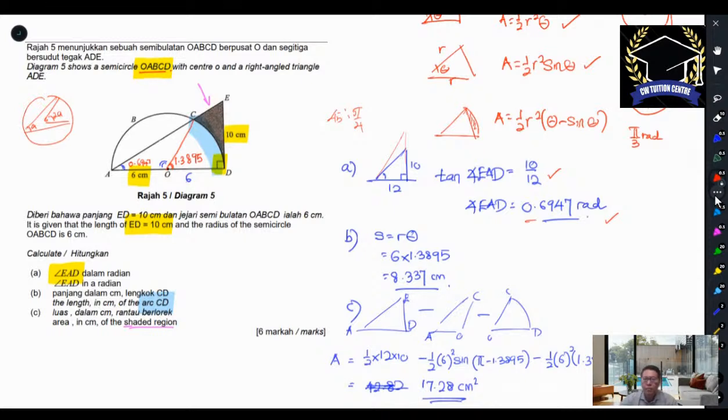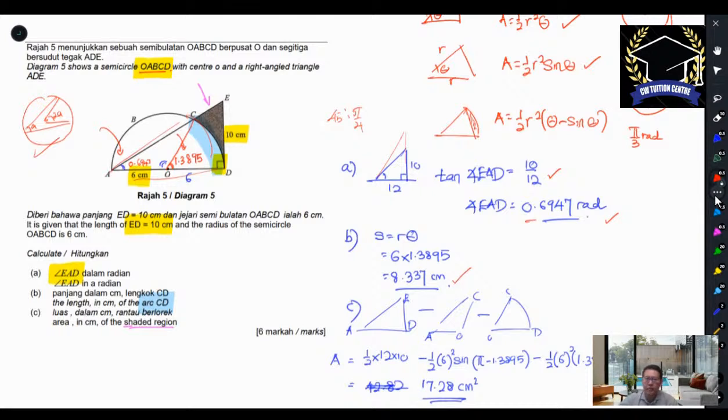So part B, S equals R theta, panjang lengkuk CD. We are not using this angle. We are using this angle because it's a sector. This is not a sector, we can't use this one. So 1.3 is the double angle. This one, 1.3895. S equals R theta. So I get this answer. All right, the formula is correct.